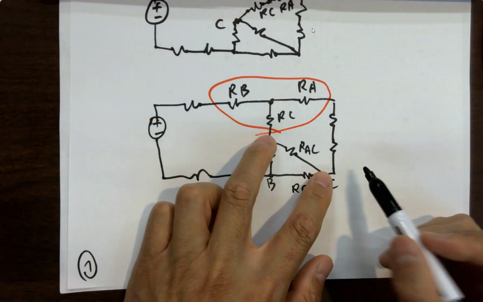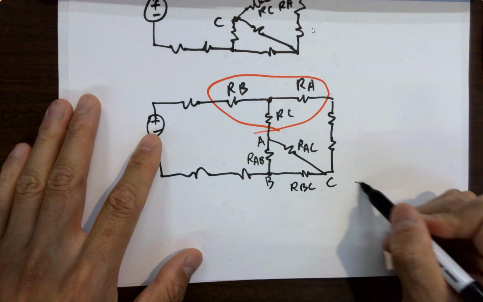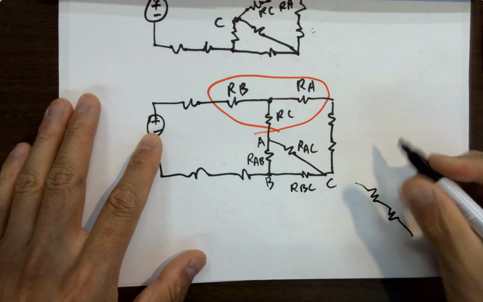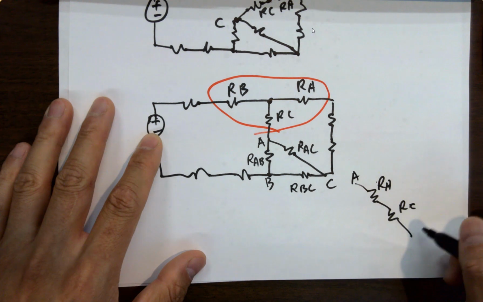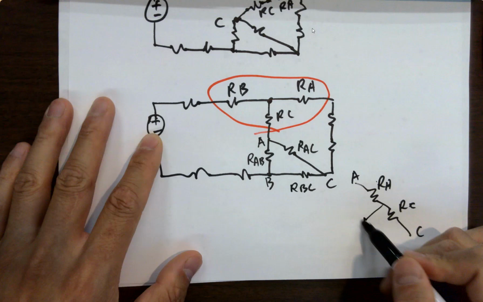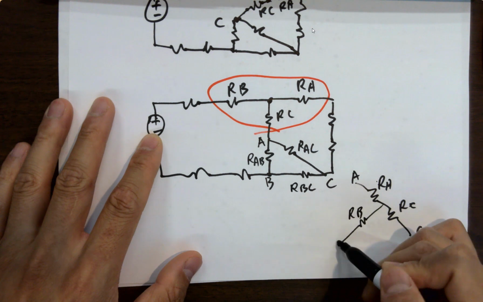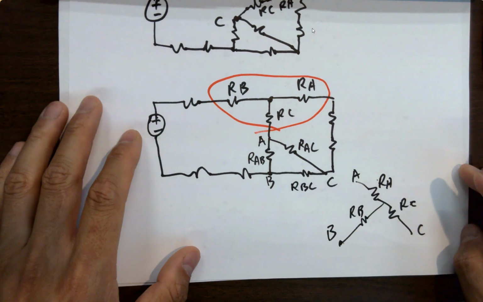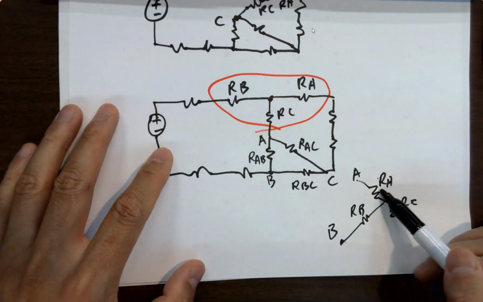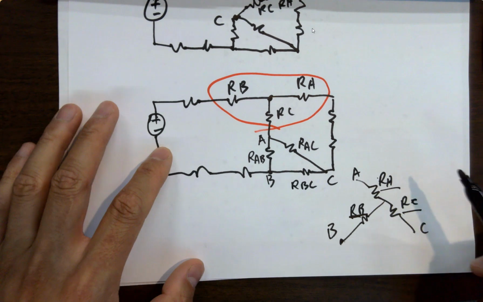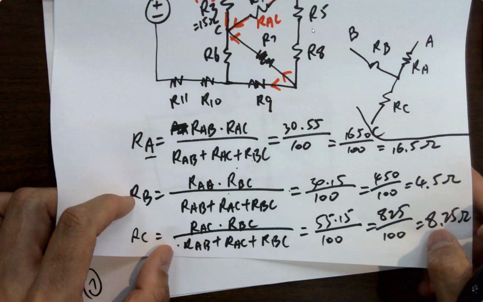AC is the longer side. I want to split A and C, right? So this is RA because it's closer to A. It's RC because it's closer to C. And in the middle, we got RB. And this is B. You could definitely calculate these resistances by using the long equations you put on the cheat sheet.